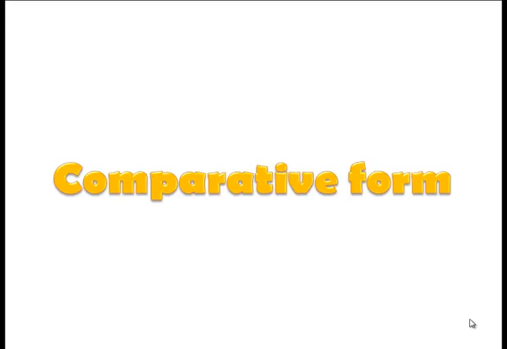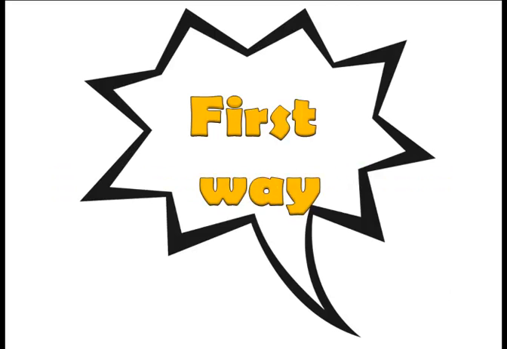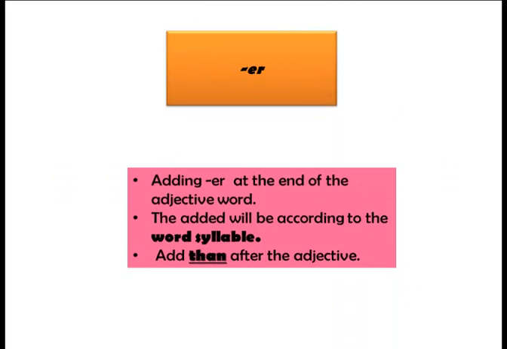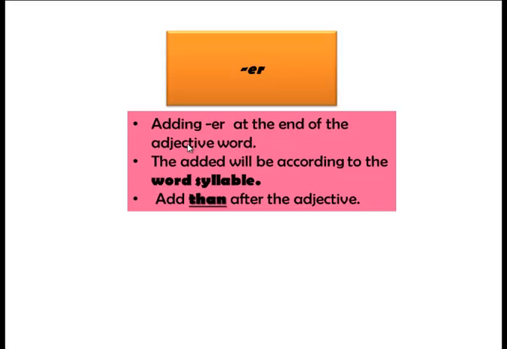Guys, comparative form is when we're comparing between two objects or two persons and there's a difference between them. But comparative form is generally formed in two ways. In this video, I will show you the first way, which is adding ER. We will add ER at the end of the adjective word, and the addition will be according to the word's syllables. That means we need to know how many syllables the adjective has, because not every adjective will take ER.